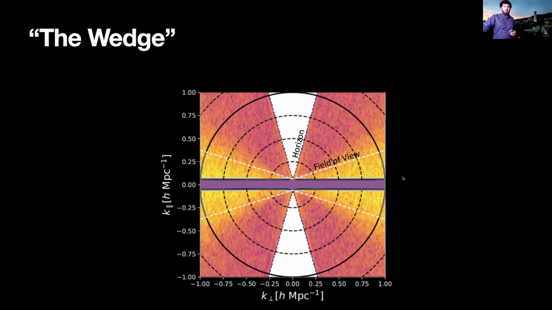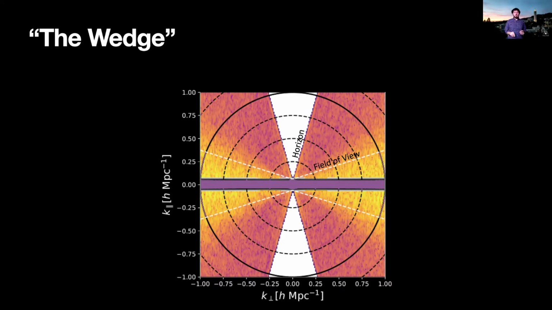And unfortunately, for reasons that are not super interesting, but are intrinsic to interferometers, it scatters that power to different portions of Fourier space. So the reddish and yellowish regions have been contaminated by that very bright foreground signal, and it can, in principle, be larger than the cosmological signal that you're trying to measure. So the only part of Fourier space that is uncontaminated is the whitish wedge region that we refer to.